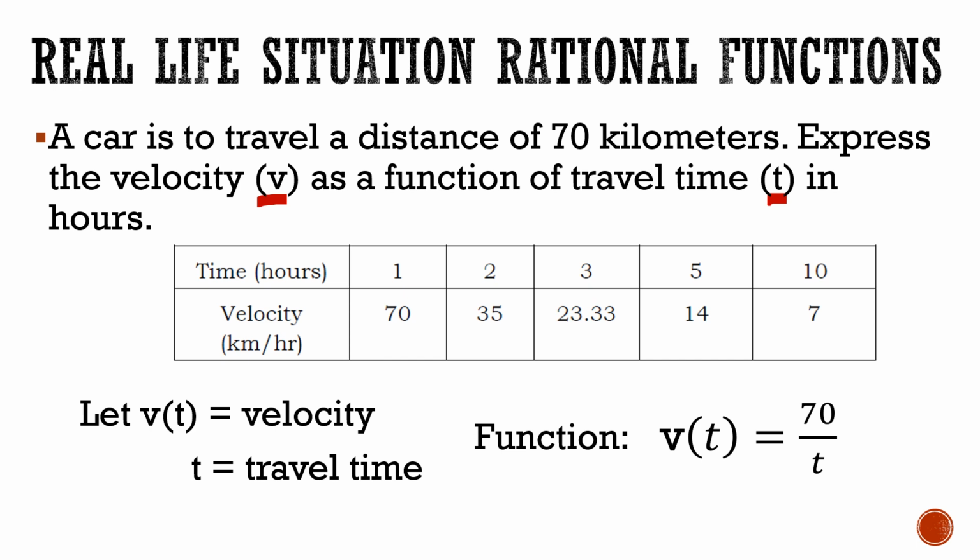So, 70 divided by t. So, mababago po yung velocity natin. Bali, 70 divided by 1 lang po siya pagka 1 hour, kaya 70 pa rin yung total. And then, 70 divided by 2 hours po siya, kaya naging 35. And then, 70 divided by 3 hours po siya, kaya naging 23.33. Tapos, 70 divided by 5 is 14. And then, 70 divided by 10 is 7 po. Okay po?